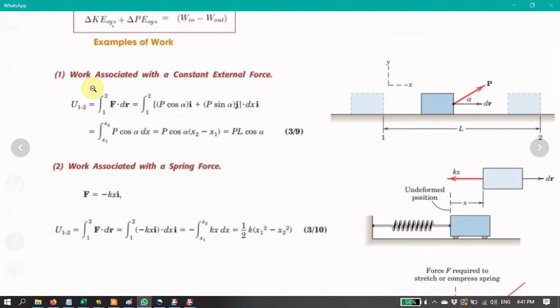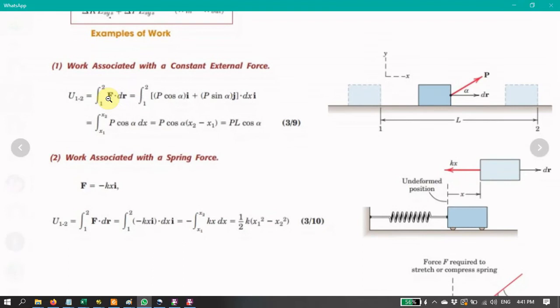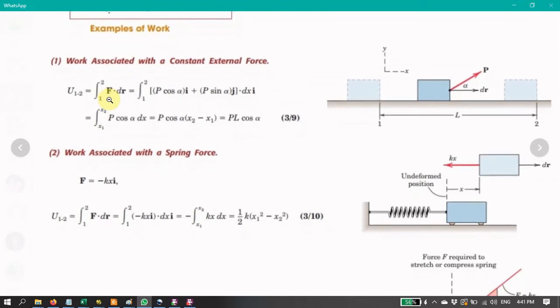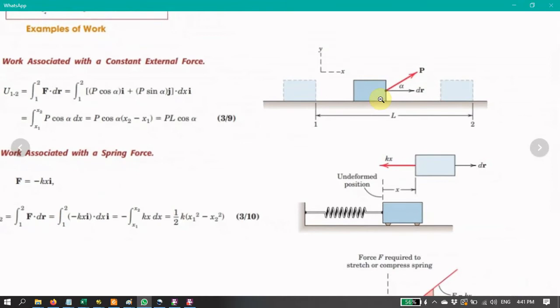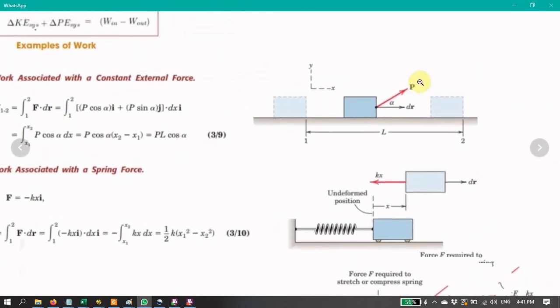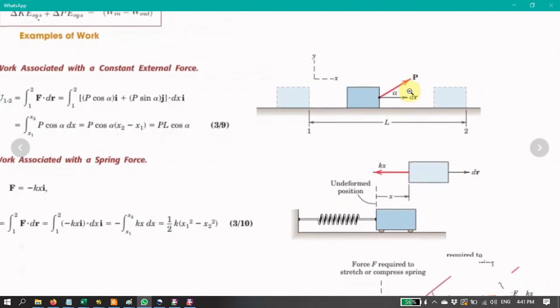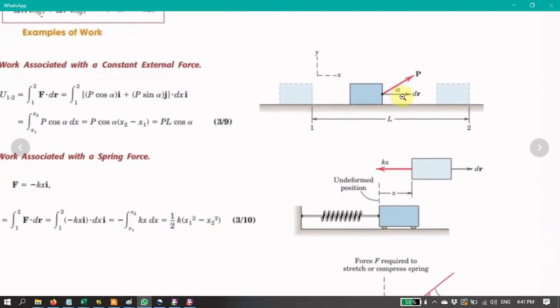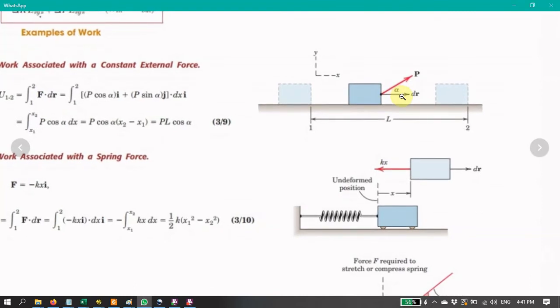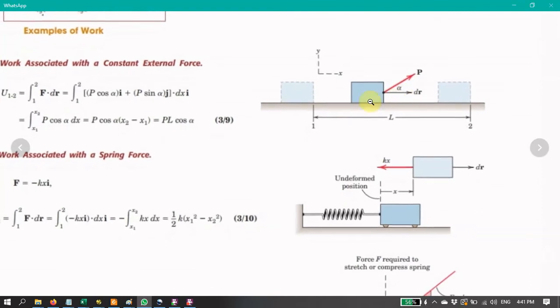So the first example is called work associated with a constant external force, right? In this case, when we evaluate the force at point P based on the figure on the right, we have a dot product of vectors. Basically, the vertical component is removed, and then we have only the component of force that acts along the path. So that is the equation that you're going to use.